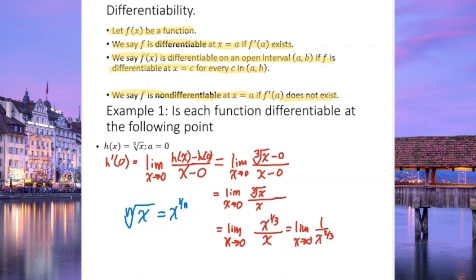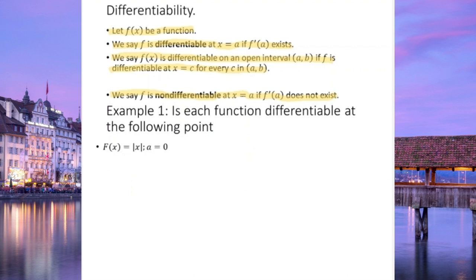And when we do use those exponent properties, we get that we're taking the limit as x approaches 0 of 1 over x to the 2/3. Through direct substitution, this would be 1 over 0, which means if we broke it up into the left and right-hand limits, we would wind up with infinity or negative infinity. So our h prime of 0 does not exist, which means our function is non-differentiable at a equals 0.